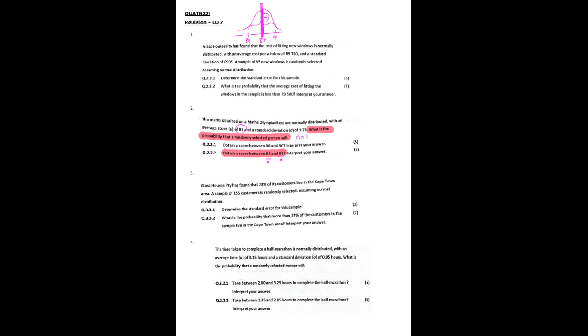You're going to say Z is equal to, calculate two separate Z values. So the first time around, Z would equal X bar of 84 minus 87, which is mu, over your standard deviation, 9.75 over the root of 1. Then the second time around, 91 will be your X bar minus 87 over 9.75 over the root of 1. And that would give you the first one on the left. That would be 0.